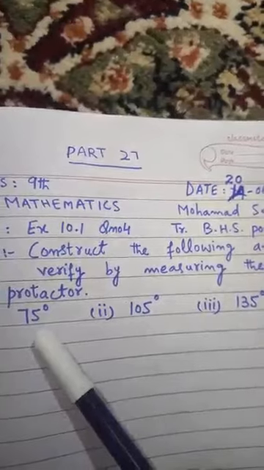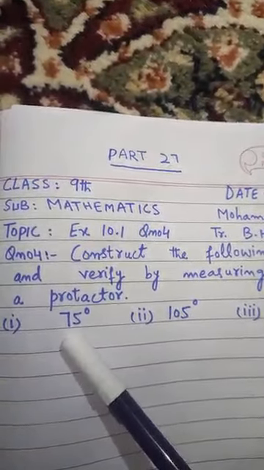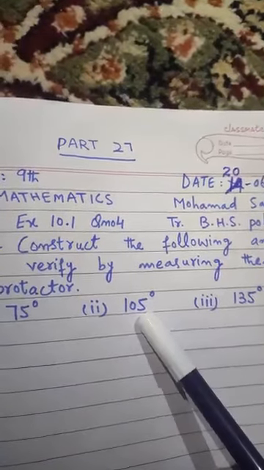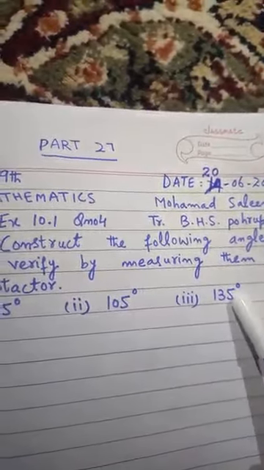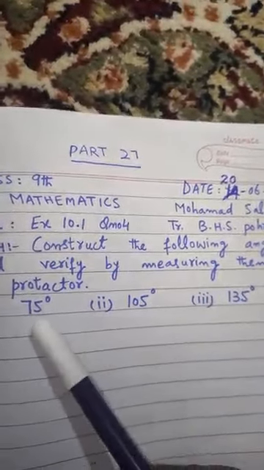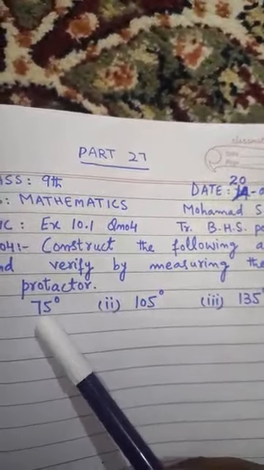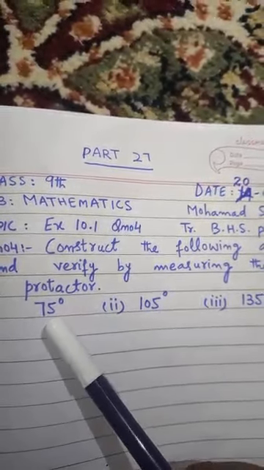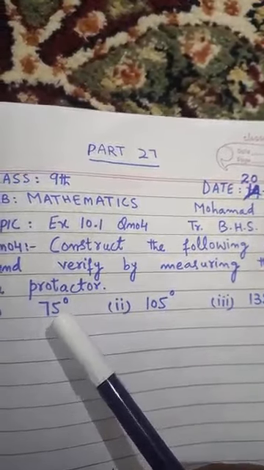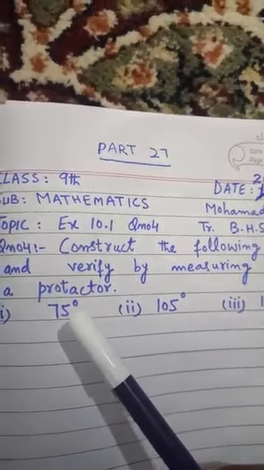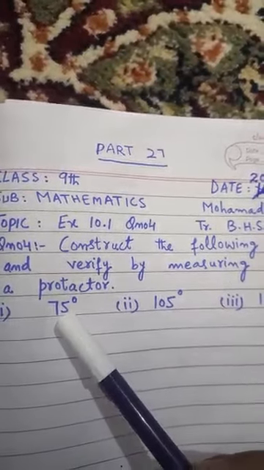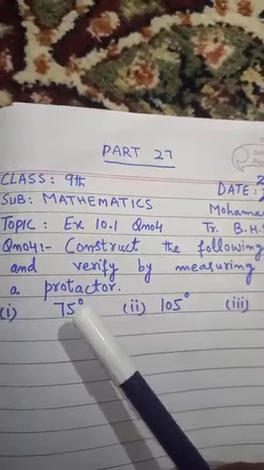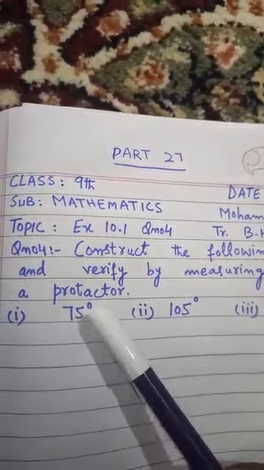15 fives are 75, 15 sevens are 105, and 15 nines are 135. All these numbers come in the table of 15. So if we start reading the table of 15: 15 ones are 15, 15 twos are 30, 15 threes are 45, 15 fours are 60, 15 fives are 75, and 15 sixes are 90.